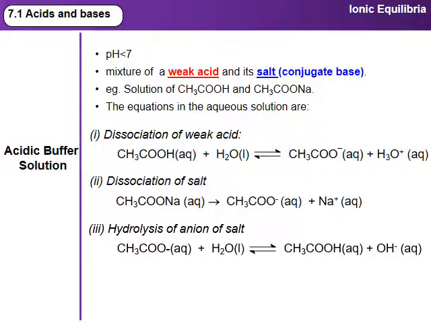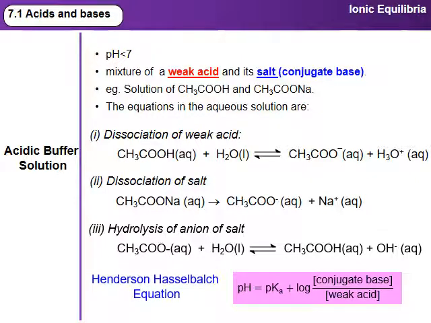Hydrolysis of an anion of a salt: acetate ion is hydrolyzed with water and forms acetic acid and hydroxide ion. By combining all of the above equations, the Henderson-Hasselbalch equation is derived. It is written as: pH of the buffer solution is equal to pKa plus log of the concentration of conjugate base over the concentration of weak acid.